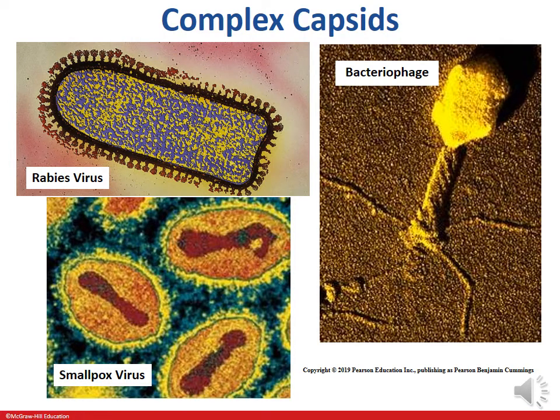Complex capsids are going to be those that sometimes have an odd shape, or multiple layering. So for example, the rabies virus is famous, it's easy to identify under the microscope because it looks like a bullet, as you can see. It does, in fact, have an envelope outside of that capsid as well. So what you're seeing there is the envelope with all the little glycoproteins on the surface.